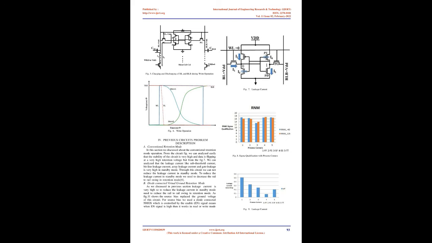When the bit line, BL, and bit line bar, BLB, are floating or connected to a high voltage, and the word line, WL, is put at 0 voltage, in that condition the memory cell will store its data.